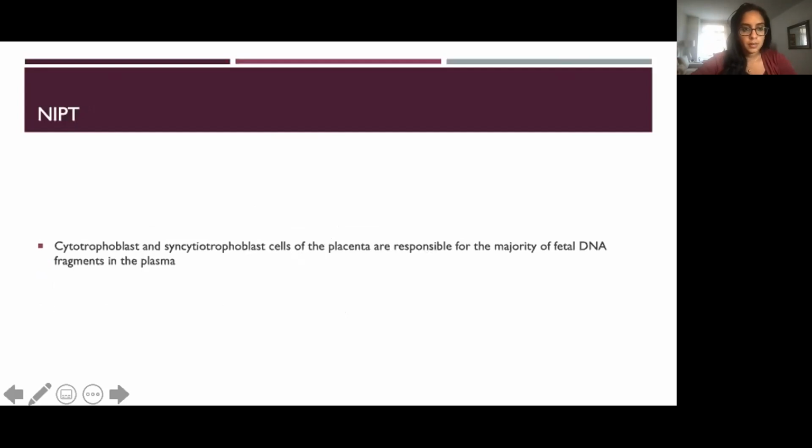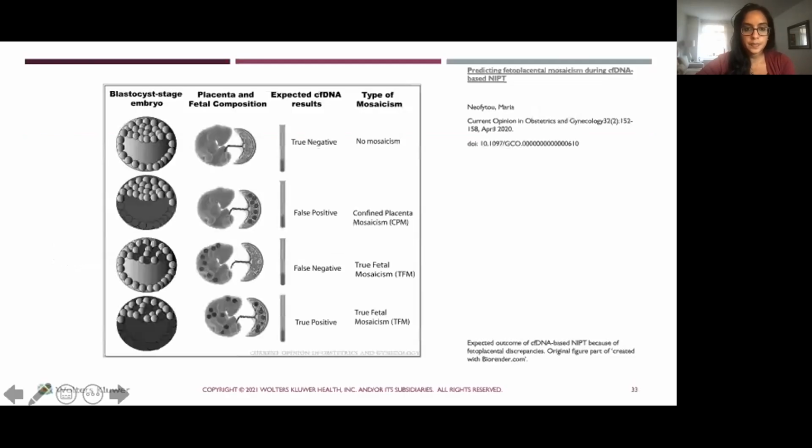I wanted to talk about NIPT next. So NIPT comes from the cytotrophoblast and syncytiotrophoblast of the placenta, and they are responsible for the majority of fetal DNA fragments in the plasma. So this was just another nice illustration that goes over the blastocyst stage embryos and where that ends up being in the fetus and the placenta.